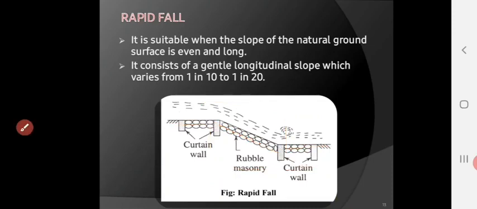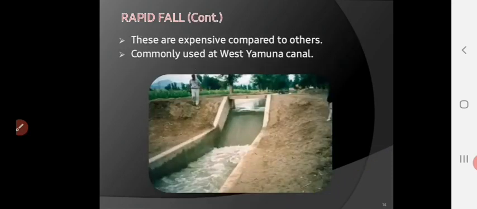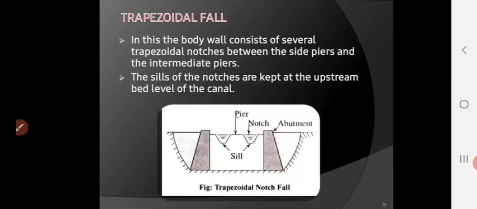So step by step with 1 in 10 to 1 in 20 gentle slope, rubble masonry is done for smoothening or to match the level, and for the protection of that rubble masonry, the curtain walls, or we can say piles, or we can say cutoffs of concrete are provided for stability of this rubble masonry, right? So this is rapid fall which is suitable when the natural ground surface is even and long with the slope of 1 in 10 to 1 in 20. Rapid falls are expensive compared to others and commonly used at West Yamuna Canal. This is the actual figure of rapid fall.